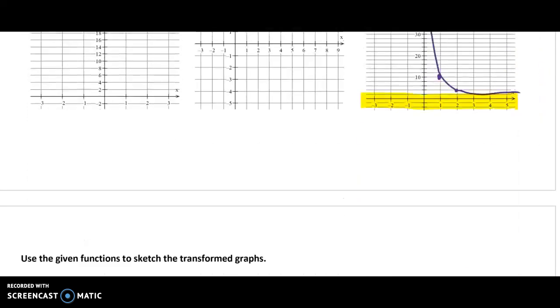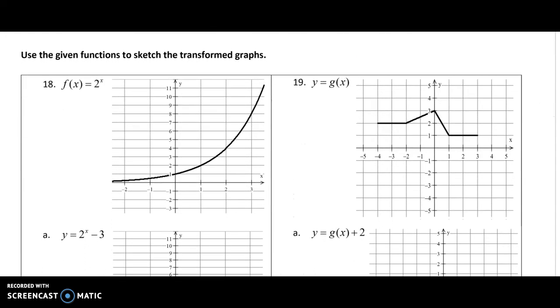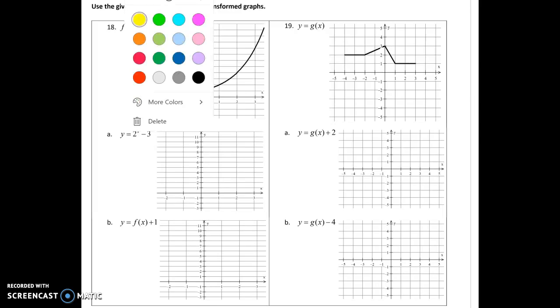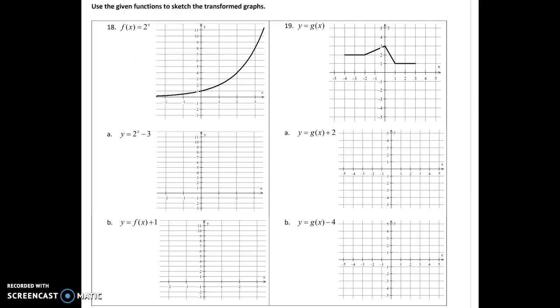All right, moving on. So this is the most recent thing that we've talked about, these transformations. And so what's going to happen is you're going to be given a parent function. And if you look below it, they're going to tell you how it changes. So here, this number is out of the house. There are no parentheses, so it's out of the house. So this is the graph of 2 to the x up here on 18. And on A, since it's out of the house, we're going to be going down 3 because of that minus 3.